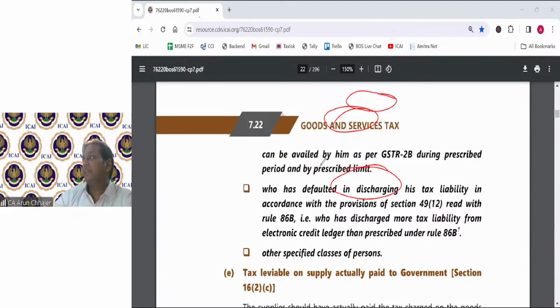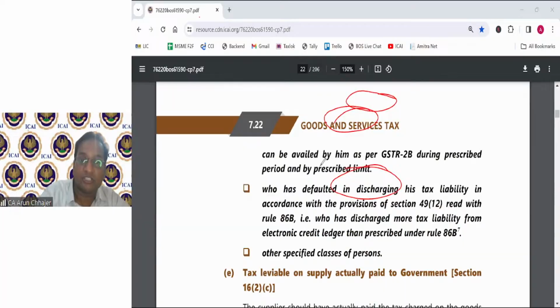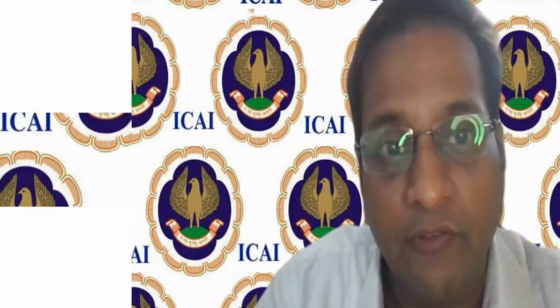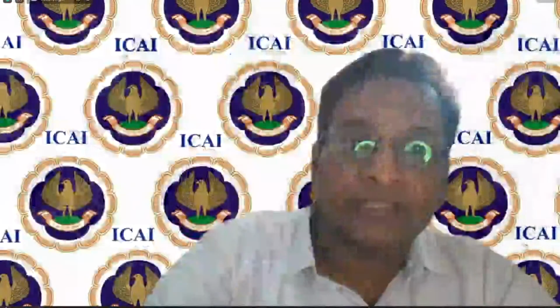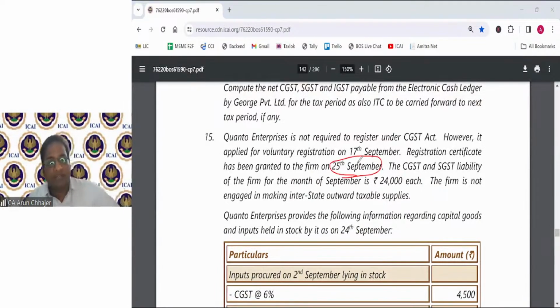So fine, I can say because we are talking about voluntary registration. In section 18, we have discussed ITC in case of special circumstances. In ITC special circumstances, we have discussed that if you have taken the voluntary registration, then the liability to take the registration is not relevant because he is not liable. The day when the certificate is granted, that is the effective date. And therefore, we know that 25th September becomes the effective date of registration.